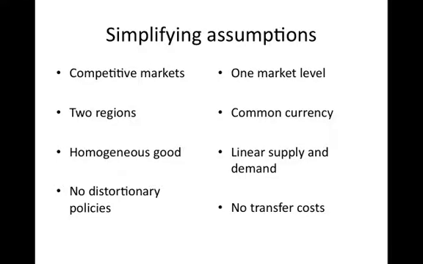Now, we're going to make some simplifying assumptions to try to make things a little more transparent and easy to understand. We're going to assume that the markets in both countries are competitive. We're going to assume that there's only two regions. We're also going to assume that we have a homogeneous good produced and consumed in each region, and that there are no distortionary policies in place that would cause there to be some sort of restriction in trade. We're assuming that there's one market level, so this could be, for instance, done at the farm level or at the retail level. We're ignoring some of the complications that can arise when you have multi-level markets where you have a farm level, a wholesale market, and a retail market.